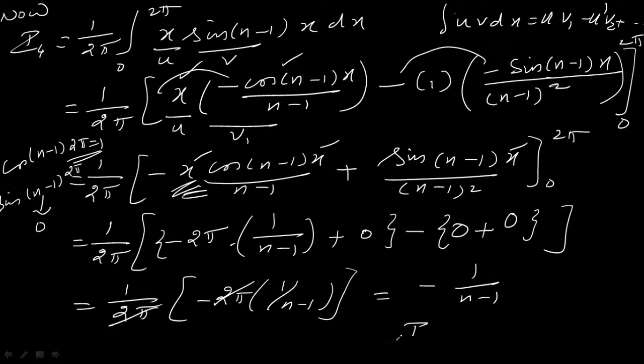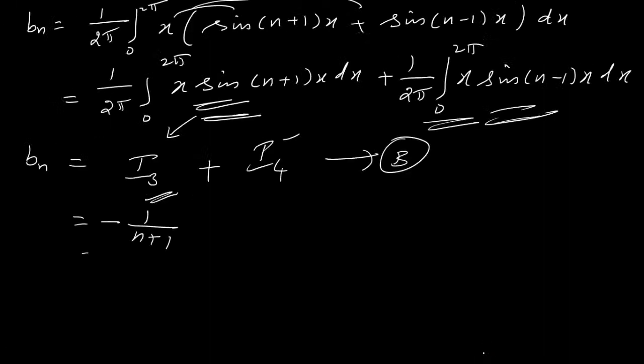So your I4 is equal to minus of 1 by n minus 1. So this is our I4. So let me substitute this in equation B, that is equal to plus minus 1 by, your I4 is 1 by n minus 1. Okay. So let me substitute both I3 and I4.